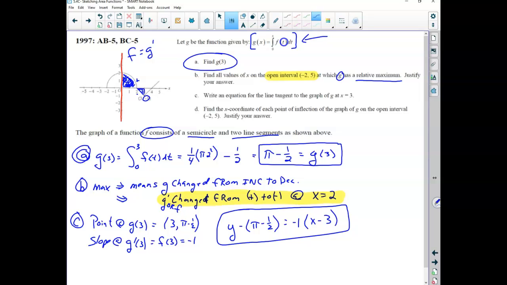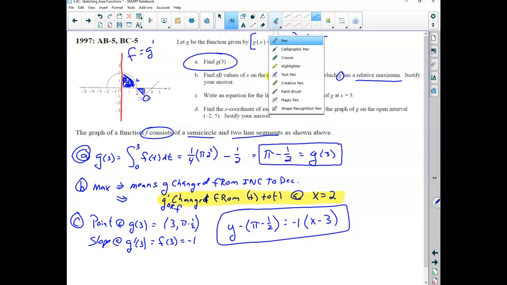Okay? Part D. Find the x-coordinate of each point of inflection of the graph of g on the open interval -2 to 5. Justify your answer. Now remember, points of inflection can never happen at endpoints because you don't know what the concavity is on both sides. So never consider endpoints when you are talking points of inflection.